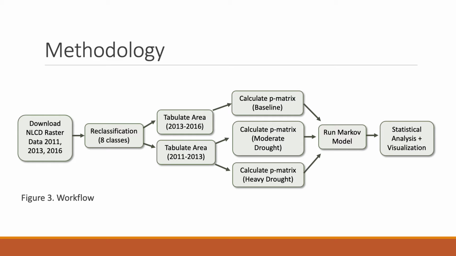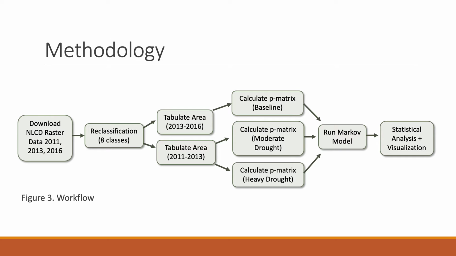And to represent a heavy drought scenario, we used a few assumptions here in creating this third P matrix. And that was really created based off the difference between the baseline and the moderate drought, with a 1% wetland loss and a 1% bare ground gain. And that's also incurring no shrub or scrub conversion. So this is essentially a worst case scenario.